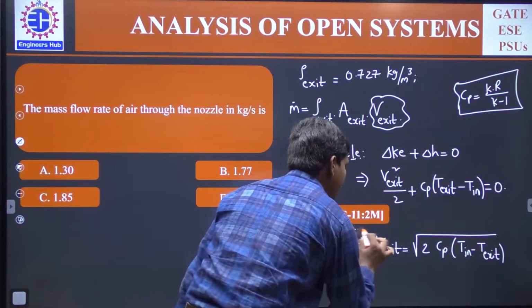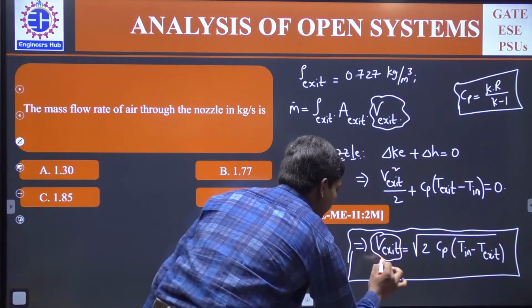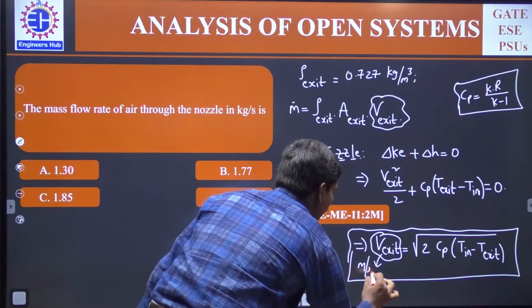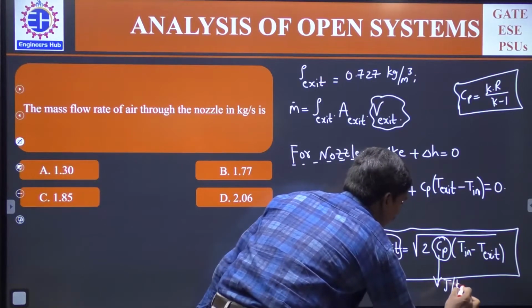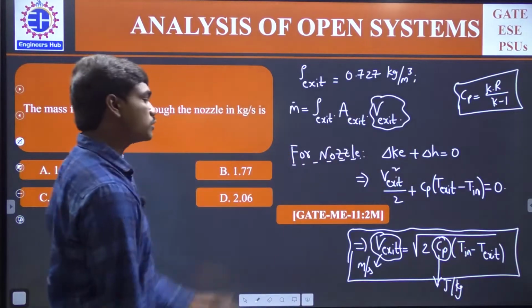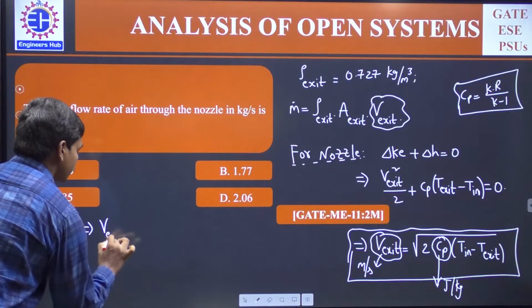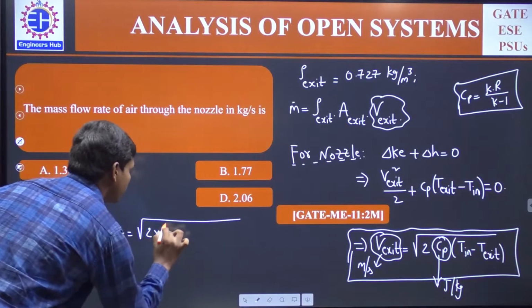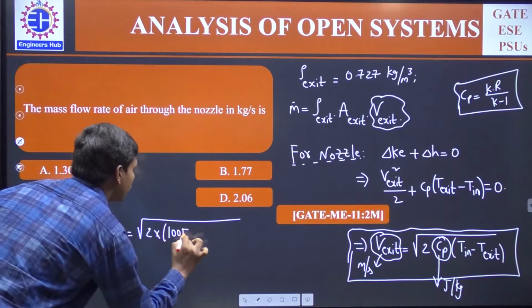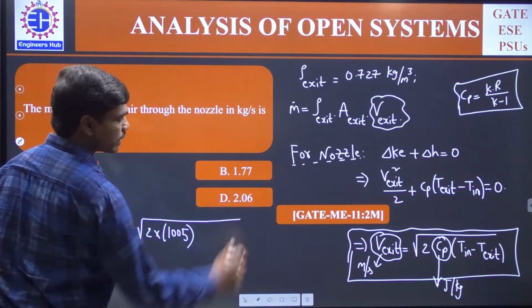This formula we have already given, but the caution I gave you is that to get this in meters per second, you need to substitute Cp in joule per kg. So V exit is equal to the square root of 2 into Cp, which is 1005 when you substitute 0.287 and 1.4, into T inlet minus T exit.